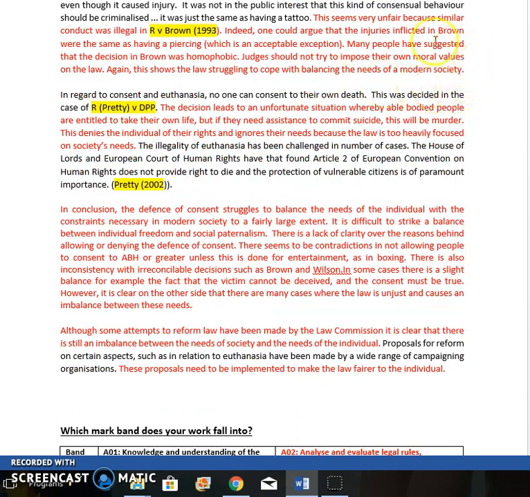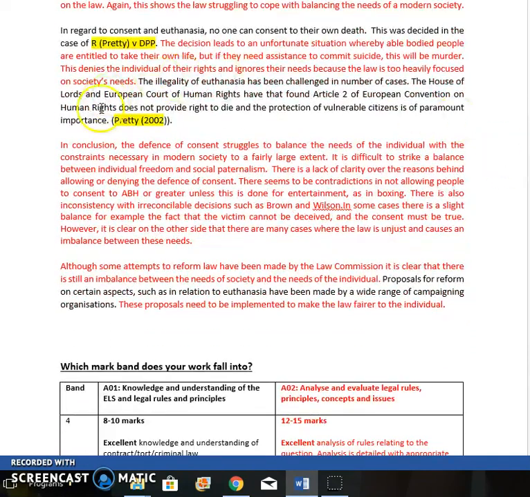People have said that the judges are imposing their own moral values, and that the law's struggling to cope with the needs of a modern society there. You can bring in consent and euthanasia, that no one is allowed to consent to the ending of their own life. But of course you could argue that perhaps that's not right. The illegality of euthanasia has been challenged in a number of cases. Many people, including Diane Pretty, famously challenging the law there.